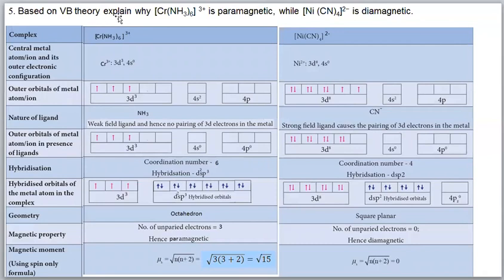Based on valence bond theory, explain why [Cr(NH3)6]3+ is paramagnetic, while [Ni(CN)4]2- is diamagnetic. Okay. We can make a table.